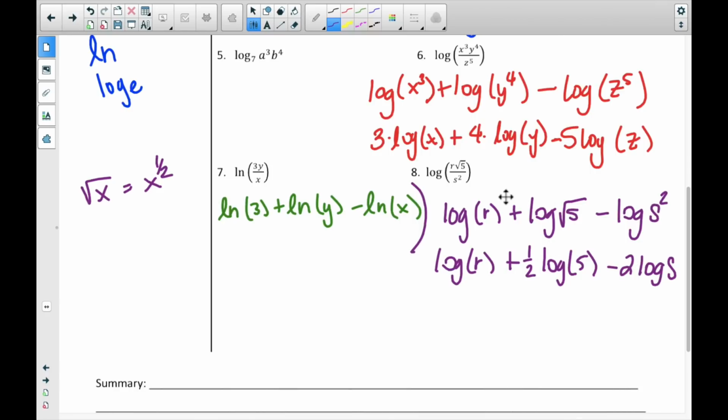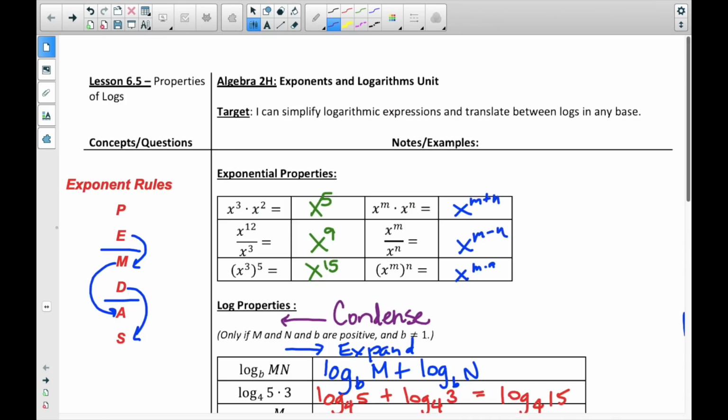Okay, this page, like I said a second ago, this page deals with expanding. That is, taking a single log with a lot of stuff in it, and breaking it up. In this case, there were 3 things on the inside, so there were 3 different logs. Now, we also can go the other way, and oftentimes we will need to go the other way. So let's turn back to the other side again and do some of those examples.